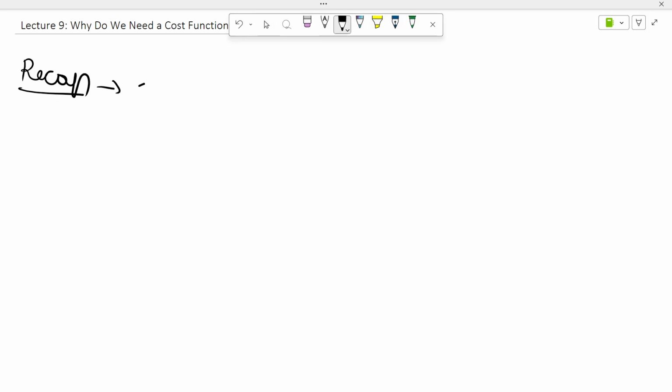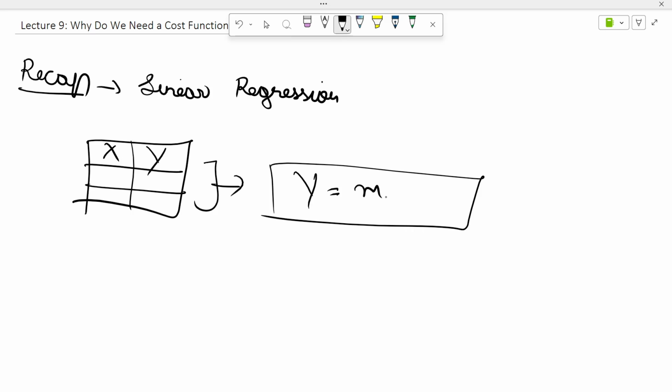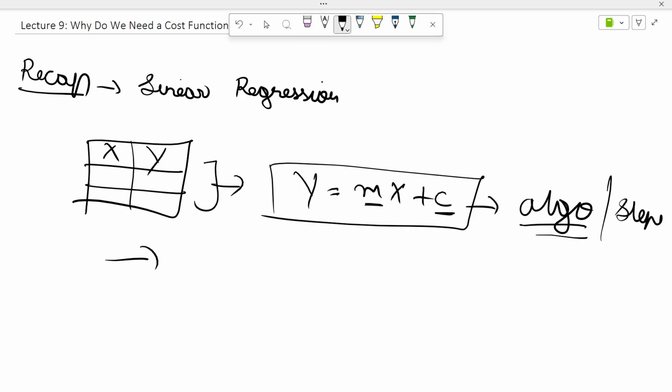In the previous lecture, we studied linear regression, where you make the assumption that the data you have is pairs, X is the input and Y is the labeled output. With this, you assume that it will fit a linear equation y equals mx plus c. With some algorithm, with some steps, you figure out the values of m and c from the given x and y, and then you say that this is my model.